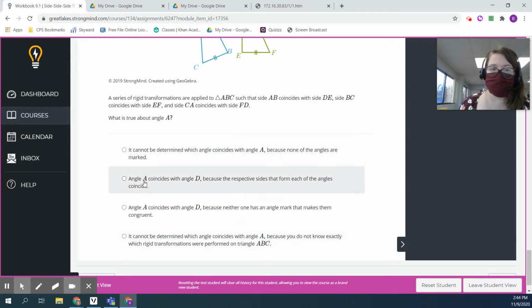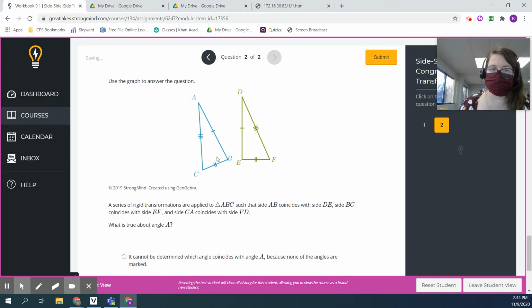So A would coincide with D, because the respective sides that form it coincide, like all the sides coincide. Because the 1 tick mark and the 3 tick mark form it. 1 tick mark, 3 tick mark.